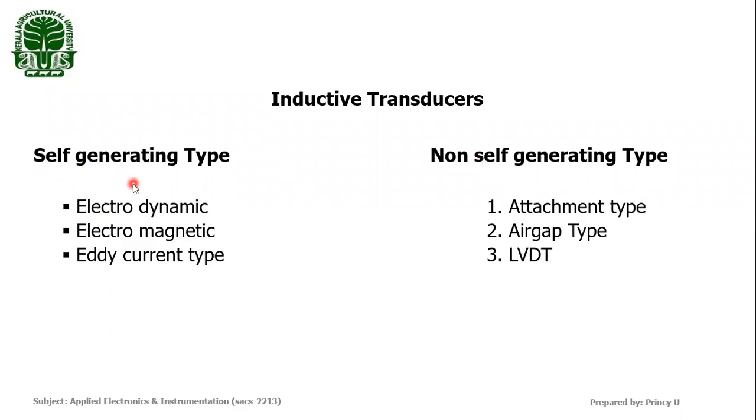In self-generating type, it can convert a physical energy into an electrical energy without any external source connection. The self-generating types are of three kinds: electrodynamic, electromagnetic and eddy current type, and the non-self-generating types are variable reluctance, air gap and LVDT. We are going to study these types in detail.